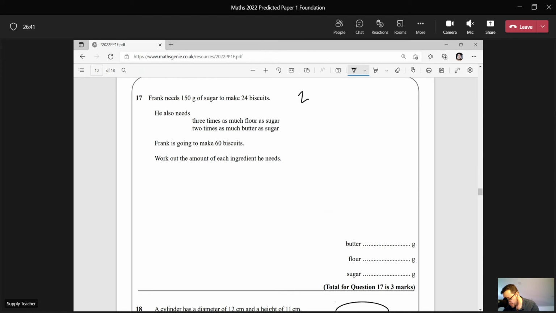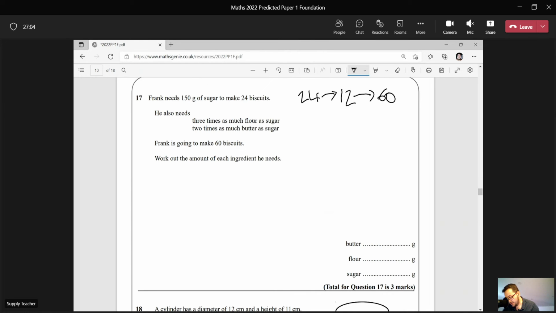So we're starting off with 24 and we want to get to 60. So what I do with this is I think, what times table are these numbers in? They're in the 2s, they're in the 4s, they're in the 6s, but we want the highest number, which is 12. They're both in the 12 times table.